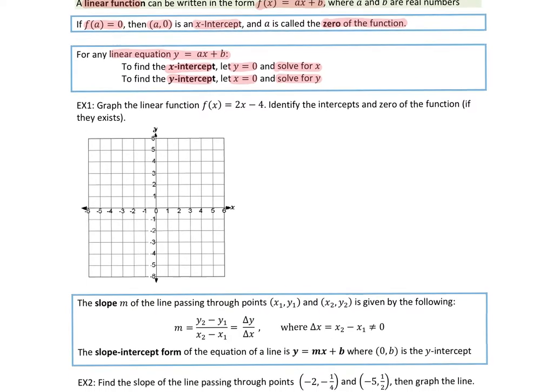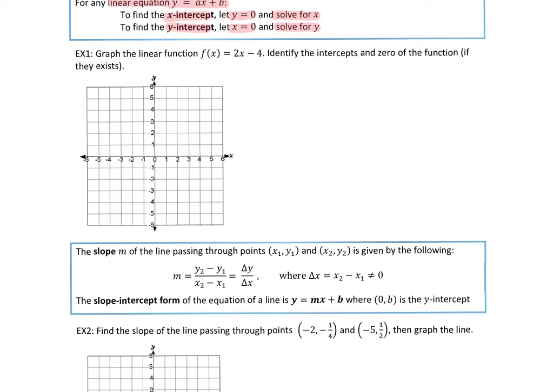Example 1 asks us to graph the linear function f of x equal to 2x minus 4. And we're going to identify the intercepts and the 0 of the function. Again, if they exist, they may not. So here, I'm going to replace the f of x with y. It's just simpler notation. And to graph, I'm just going to make myself a table of values. So I need at least 2 points to graph a line.